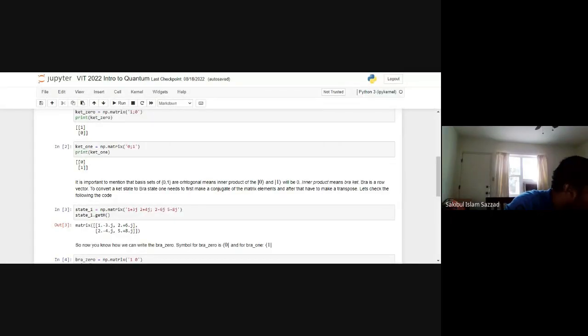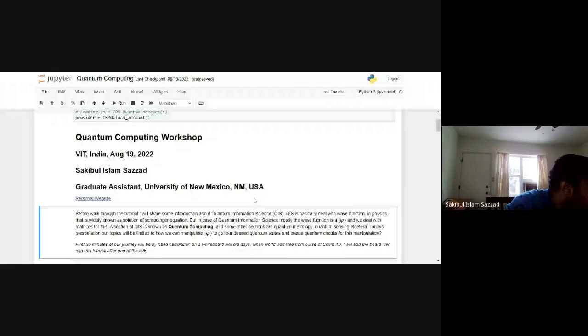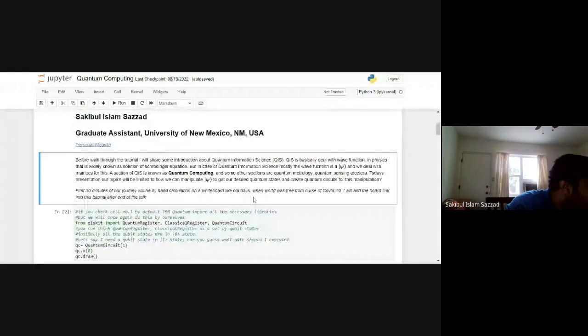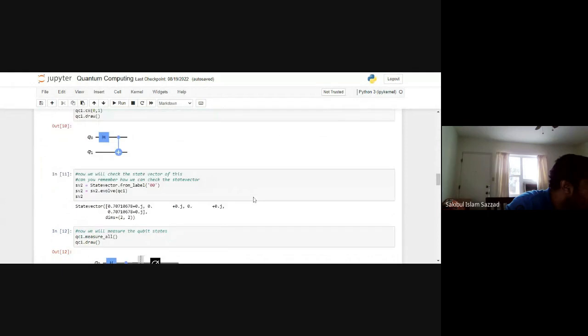These are for Python coding, how we can write some bracket notations. These are inner products, all the things. I made some homework for you. There are also some other slides explaining other fundamental things. These are for how we can make entanglement using Bell state, and those are for algorithms. While you are good, you can give a look at them.